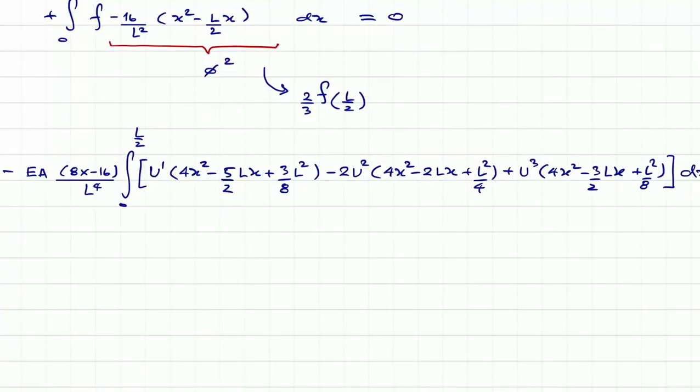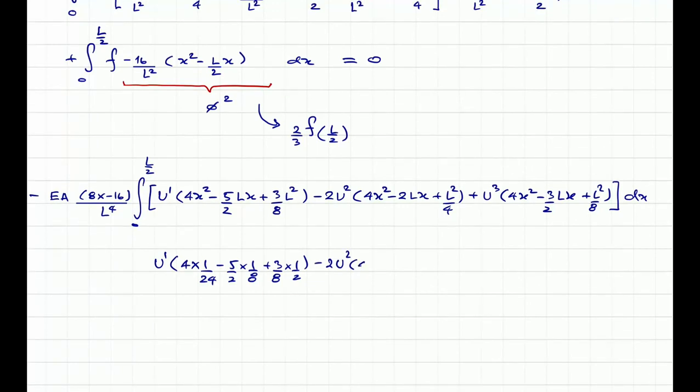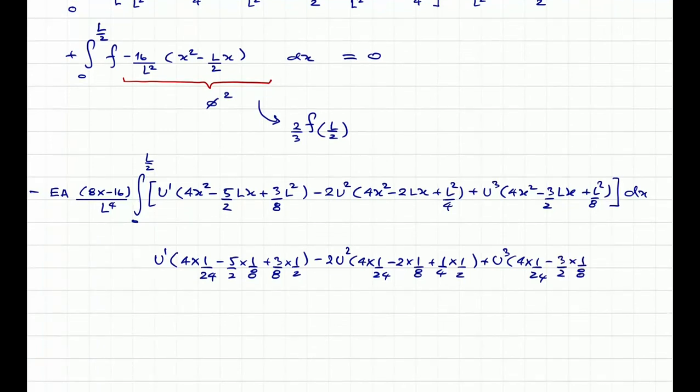Okie dokie. U1 ... 4. I don't write the L. 124 minus 5 over 2 multiplied by 1/8 plus 3/8 multiplied by a half minus 2 U2 4 and 124 as well, minus 2 1 over 8 plus a quarter 1 over 2 plus U3 4 124 minus 3/2 of 1/8 plus 1/8 and a half.